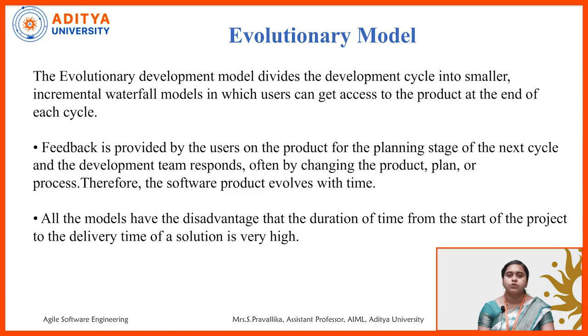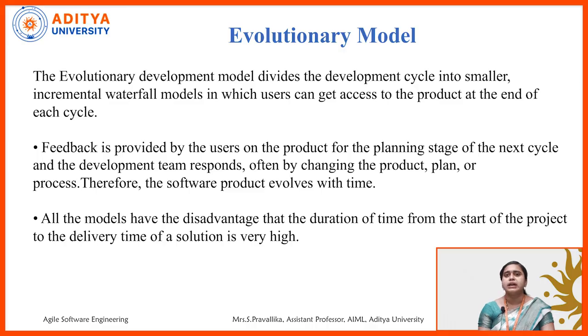And we already know the waterfall model. So what happens in the waterfall model? Once we are done with one phase, we move to the next phase. Here we start with the requirement analysis phase and end at the maintenance phase. So one phase after another phase, we have an increasing order. This is what the evolutionary model describes, in which users can get access to the product at the end of each cycle. So at the end of each cycle, the users get access to the product.